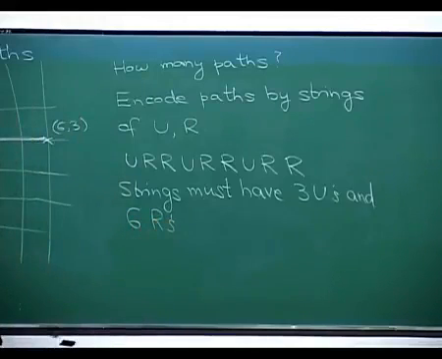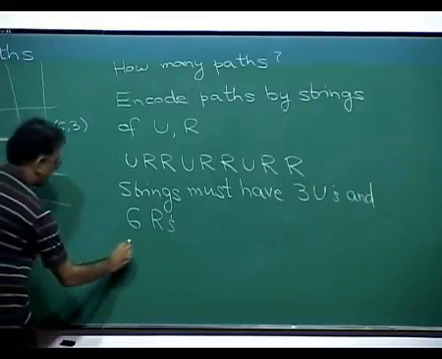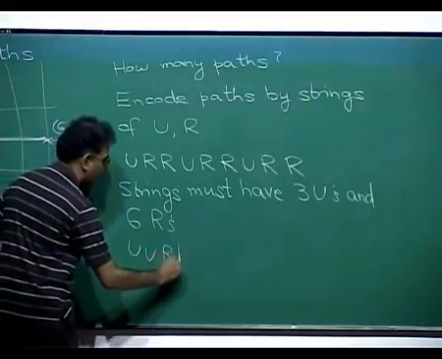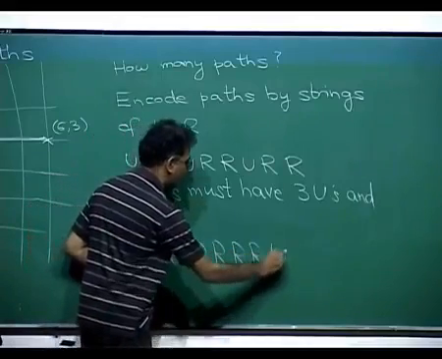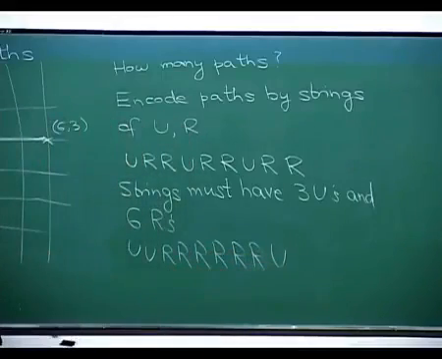But there is no other restriction. If you take any string which has 3 U's and 6 R's, it will give you a path. So for example, if I take something like UU, RR, U, that has 3 U's and 6 R's. So it will give a path.